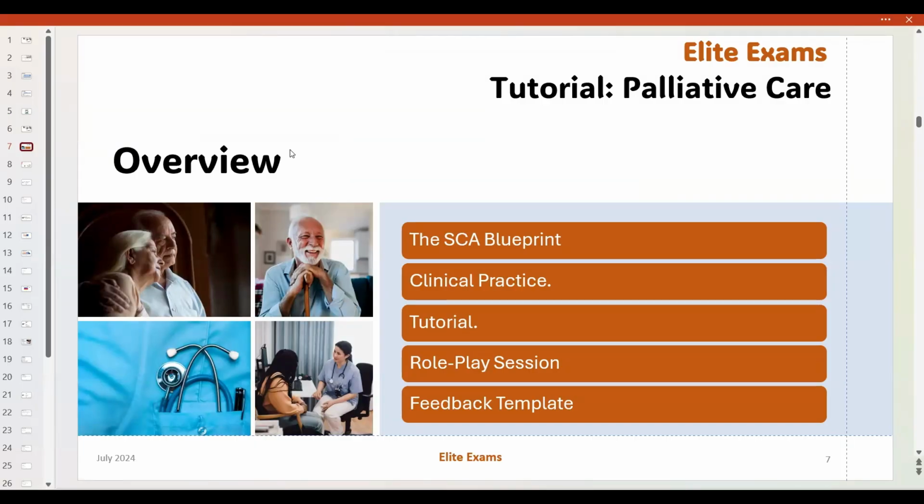In this session today, we will talk about how palliative medicine links to the exam, how we see it in clinical practice, and of course, the tips and strategies for you to excel in your exam. And we have a role play session afterwards.